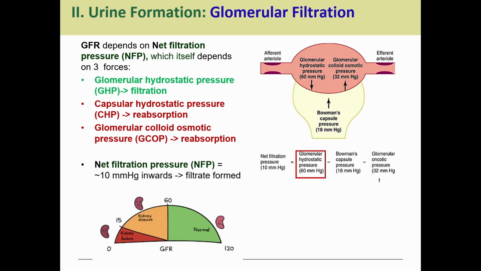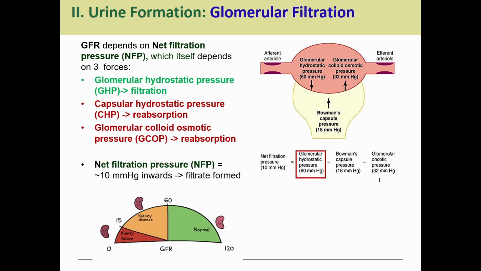So what we see is that the glomerular hydrostatic pressure is usually about 10 millimeters of mercury higher than the other two, which means we have a positive number, and a positive number, as we learned when we looked at the capillaries, is filtration. This is promoting filtration. And we see that's normally about 10 millimeters of mercury on average.